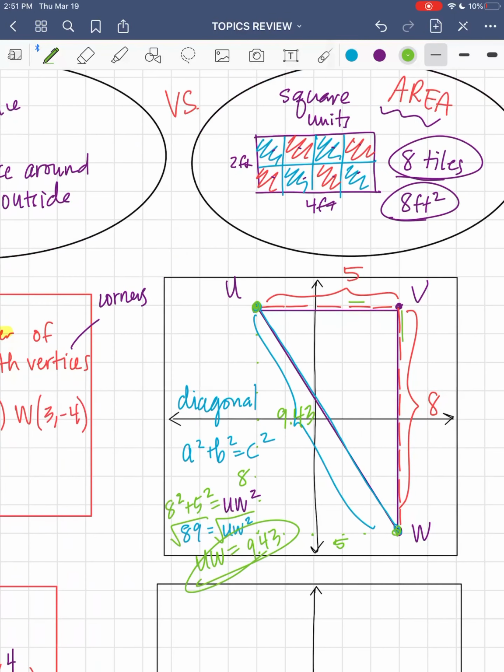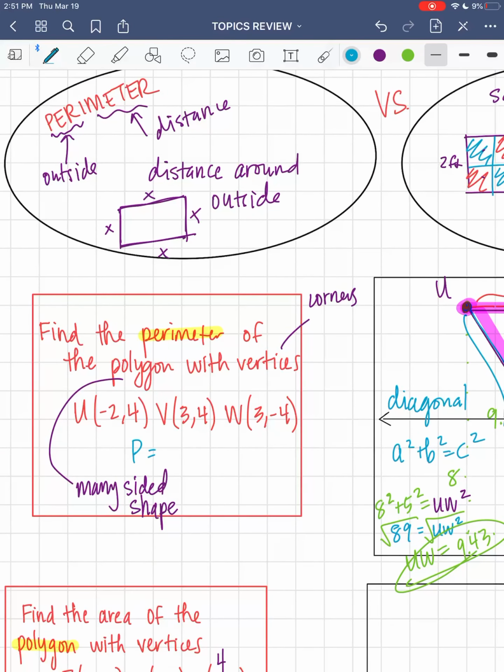So that's not quite the answer because we're talking about like running around the outside. So it's like if I started right here and ran across that way, I'd be running 5 and then I'd run 8 to run that way, and then running across that way to run 9.43. So the perimeter is like 5. Perimeter is 5 plus 8 plus 9.43, which is about 22.43, just units, because we don't have like feet or anything.